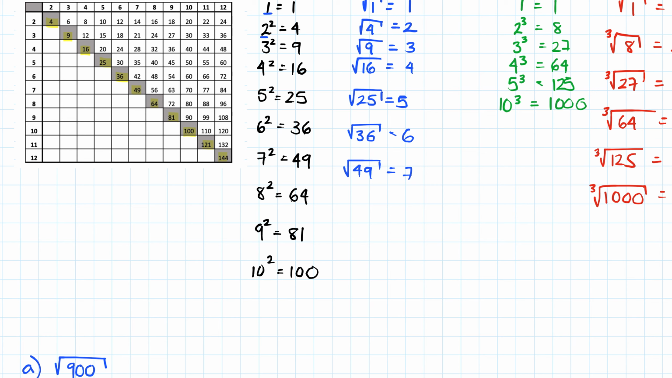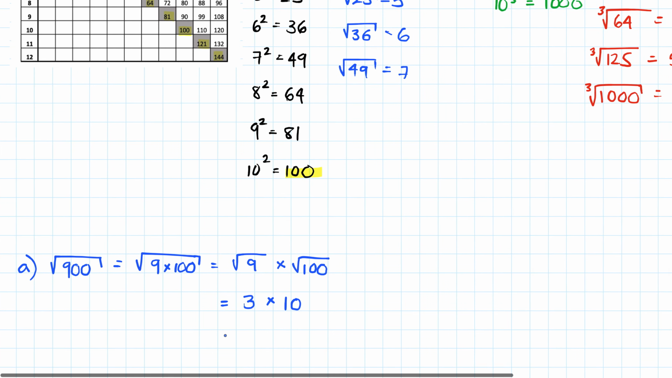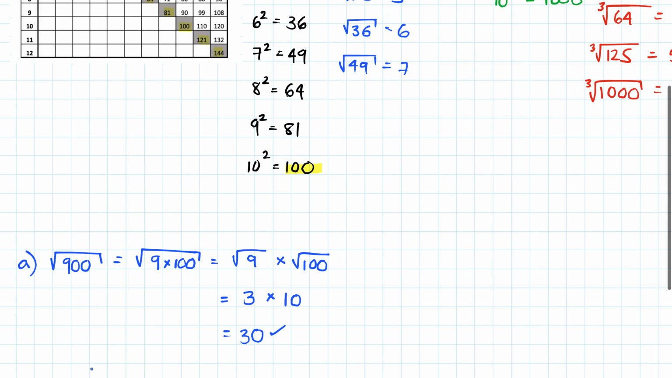So hopefully you're saying, yes, you can. You can do 9 times 100. So this is equal to 9 times 100. Because I'm timesing, I can say I'm doing the square root of 9 times the square root of 100. And when I do that, what is the square root of 9? Is 3. And what is the square root of 100? Is 10. So this one is going to be equal to 30. Okay? Let's do another one.